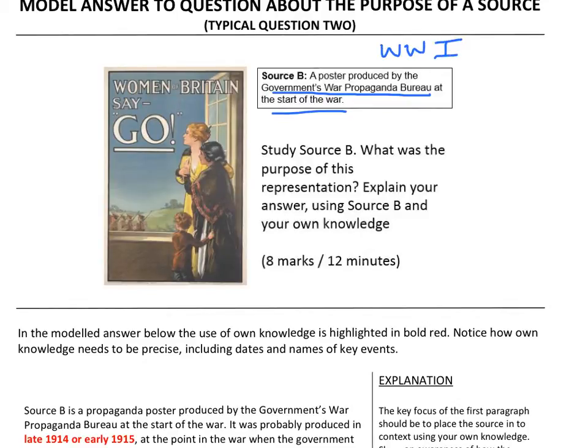Remember, in the examination you're given a little bit of blurb at the beginning that tells you what all the sources are about. They're all on a particular theme. This particular paper was about World War I, propaganda during World War I. The question is, what was the purpose of this representation? Now, it's worth 8 marks, 1.5 minutes per mark. You've got to write for 12 minutes on that.